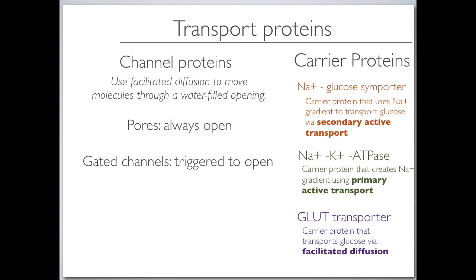Facilitated diffusion is diffusion that is just allowed to occur because the membrane is permeable to it. And the specific way that it's made permeable is by having a channel protein that is specific to that substance.